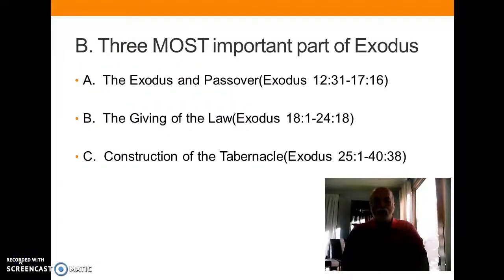So part B explains that the three most important parts of Exodus are the first part for roughly 5 chapters of the Exodus and the remembrance of the Passover. The second from Exodus 18 for about 6 chapters through, which deals with the particular giving of the law and the 10 Commandments on Mount Sinai. And the third part, chapter 25 through chapter 40, 15 chapters of Exodus, is dealing with the details of the construction of the tabernacle. As you will see, we will not spend very much time in that particular area.